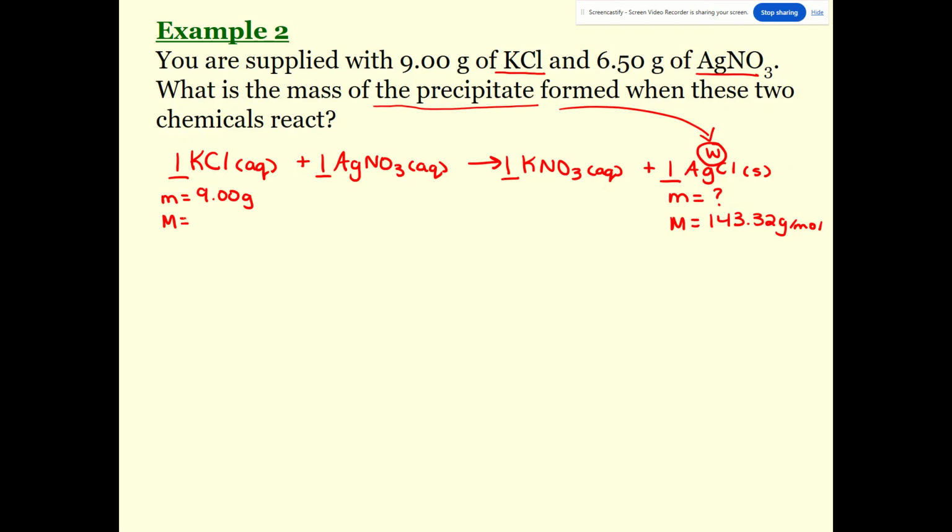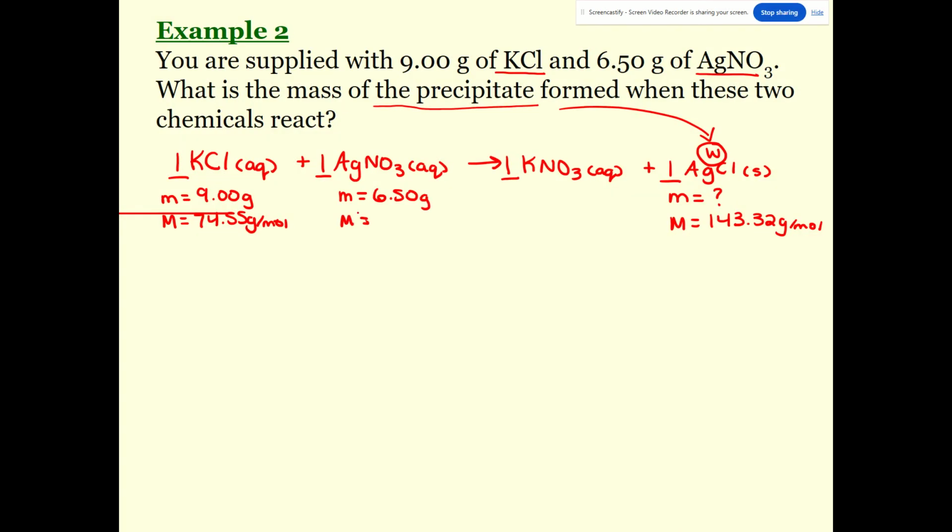And I have the mass, again, of both reactants, 9.00 grams of KCl. I'm going to find its molar mass. Potassium is 39.10. There's 1 potassium, 1 chloride, 35.45. So that is 74.55 grams per mole. And the mass of my silver nitrate is 6.50 grams.